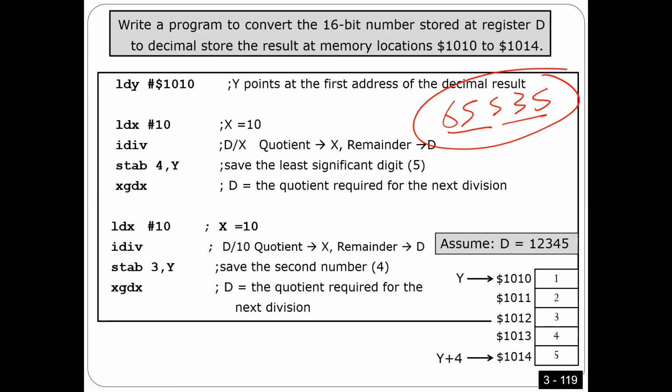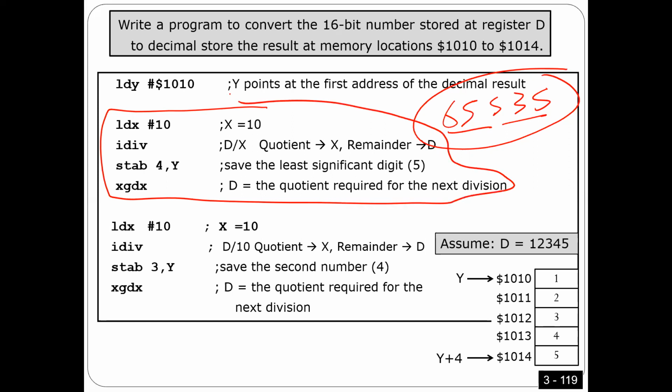Okay. Anyway, so look how I made it, exactly as I said, guys. I'm gonna put 10 in X, okay, and then I'm gonna divide. Because this one is going to divide D, which has a number, by 10. You are going to divide it by 10, okay? And now the quotient has to go to X, and the remainder has to go to D. Is that okay, guys?